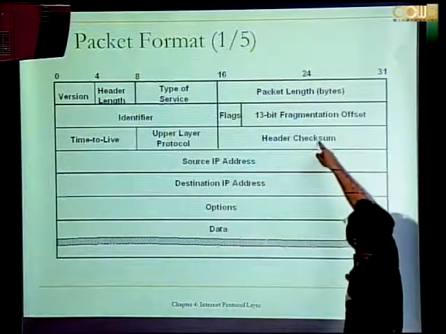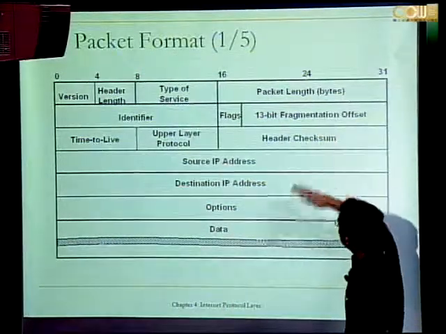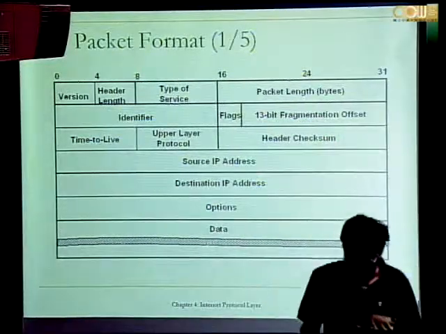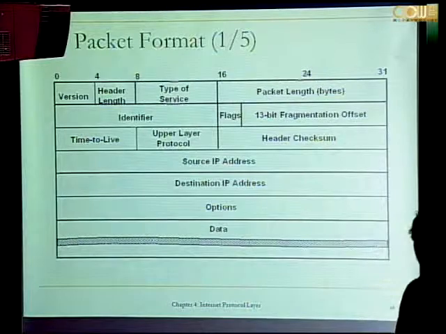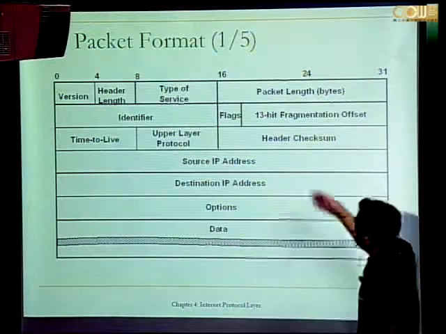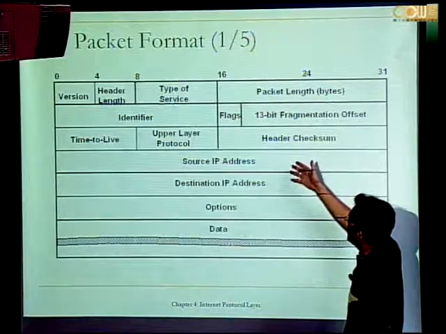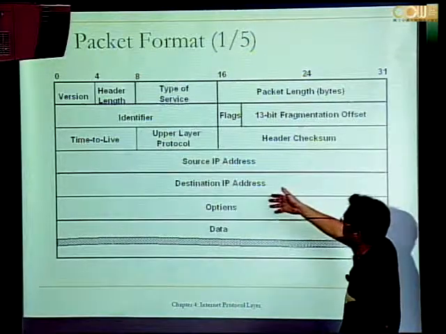And then my header checksum will check just the header, not the data. I just check the header. And then source and destination IP address, each 32 bits, and then options.